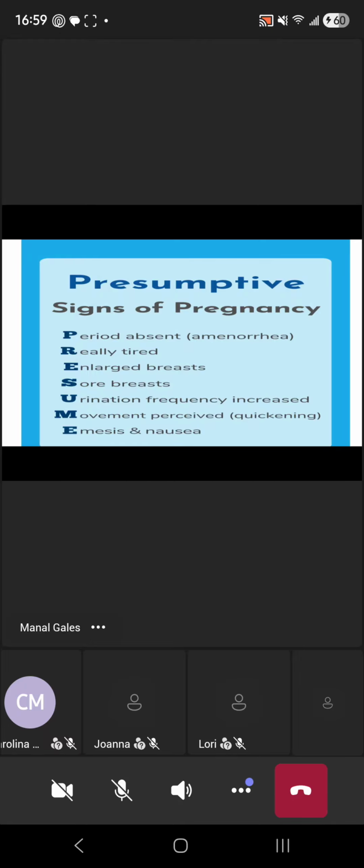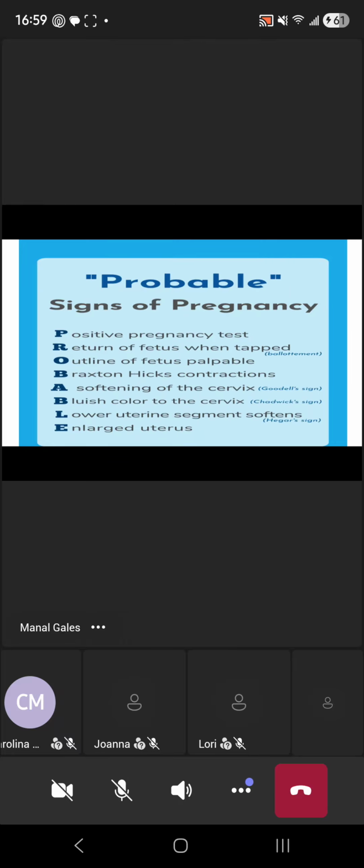Know the signs of pregnancy: the presumptive, probable, and positive. I discussed that with you in class. That will actually be in your final, so make sure you know this very well. If you want to take a screenshot, take a screenshot. Presumptive signs, I will not repeat for the sake of time. Know your presumptive, know your probable.